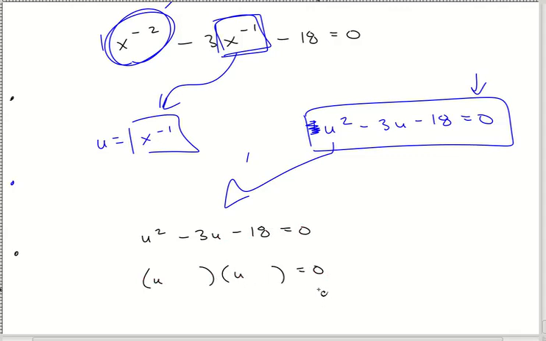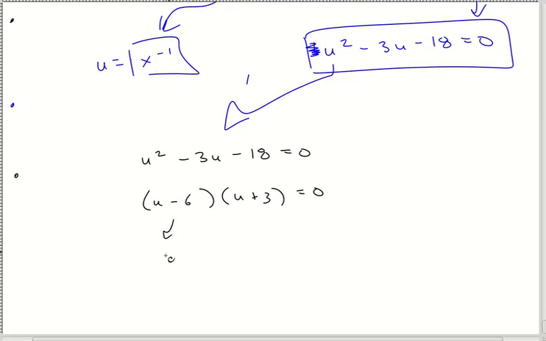I know I can factor this thing. What two numbers multiply to 18 but add up to 3? To me, it sounds like a 6 and a 3. I think a 6 and a 3. So minus 6 plus 3. Sounds about right. So I got u equals 6, and then I got u equals negative 3. Two answers there. So I put those in.